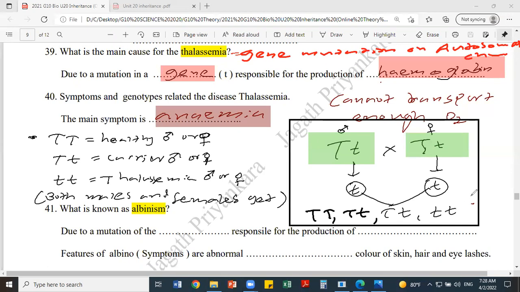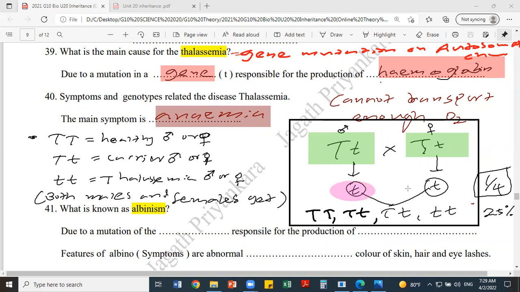So what is the probability of having a thalassemic boy or girl in this family? 25%, or 1/4. Out of 4 children, 1 can get the thalassemia. That is why this marriage is dangerous. This is how you can get the question in the exam. They will give you a question in the exam.